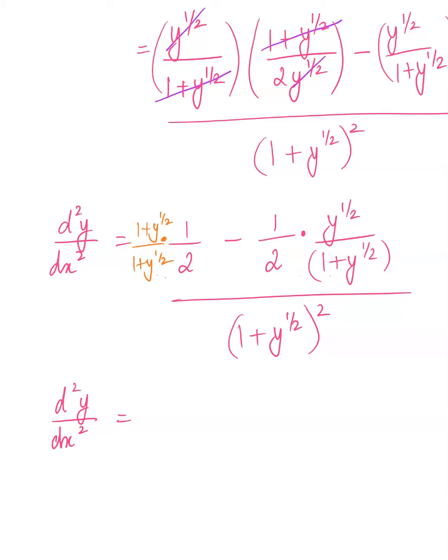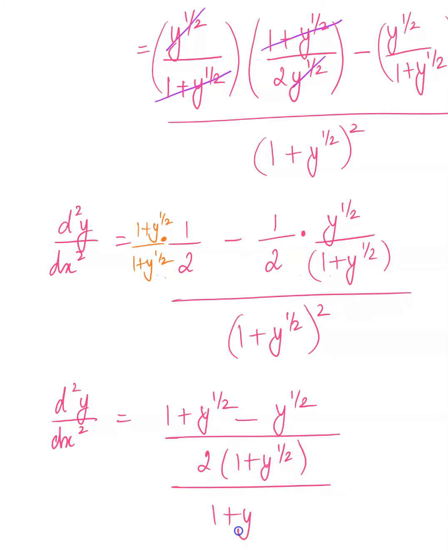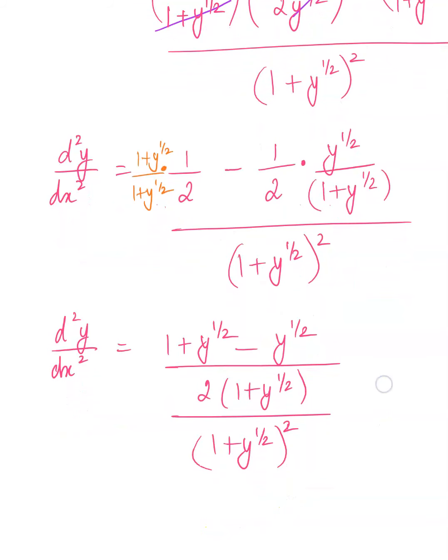And upon doing that, you get 1 plus y power half minus y power half all over 2 times 1 plus y power half, all over 1 plus y power half the whole squared. I hope you're with me on this. Again, pause, do it on your own if you're getting confused, and then you'll see that it's all working out fine. Okay, I'm taking the LCD for the numerator alone. I'm not touching the denominator. This move has helped us because this goes away.